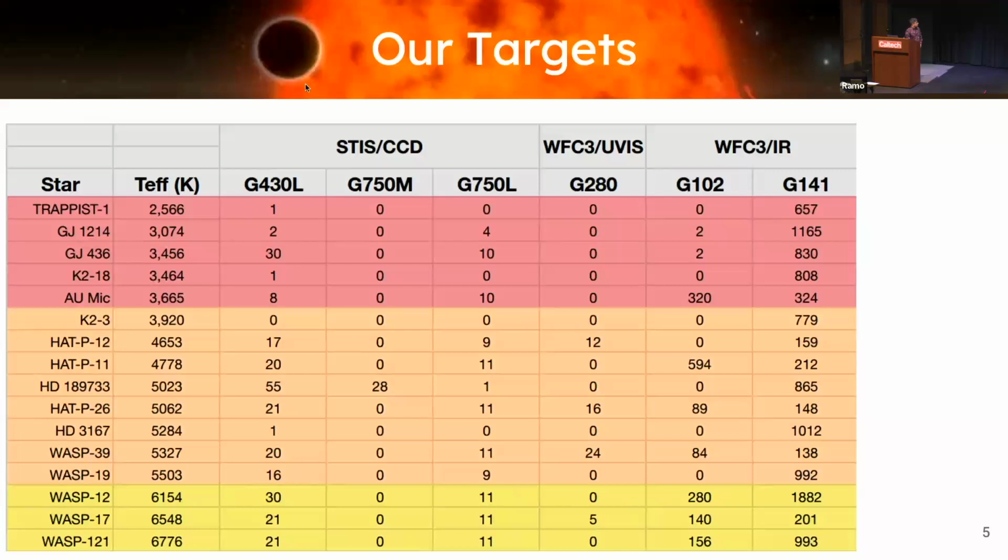And here are our 16 targets. We had a lot of targets to choose from, so we had to sub-select some of them. We span the temperature range quite a lot. We go from M8 TRAPPIST-1 to WASP-121, an F3 star.